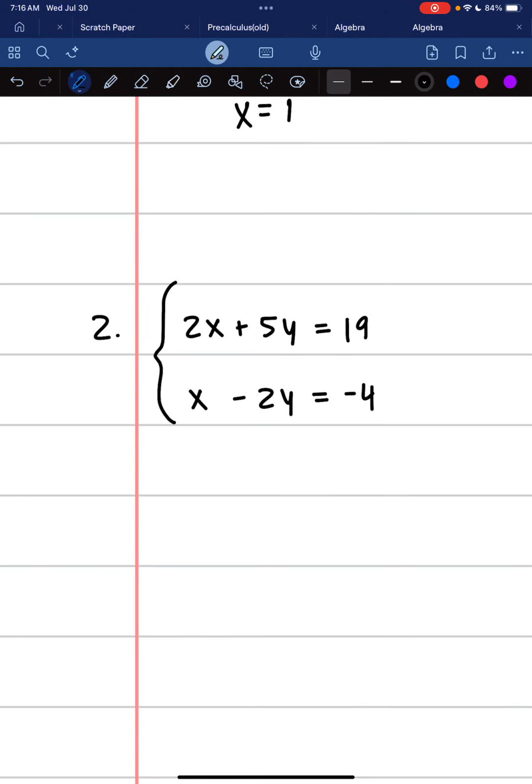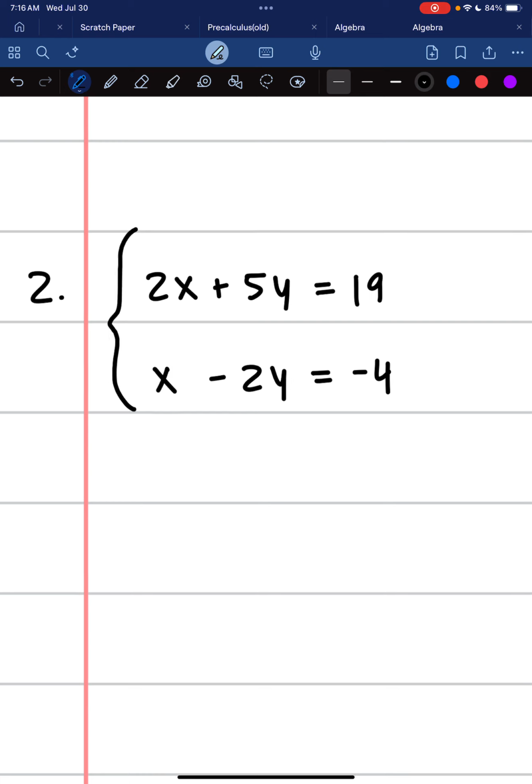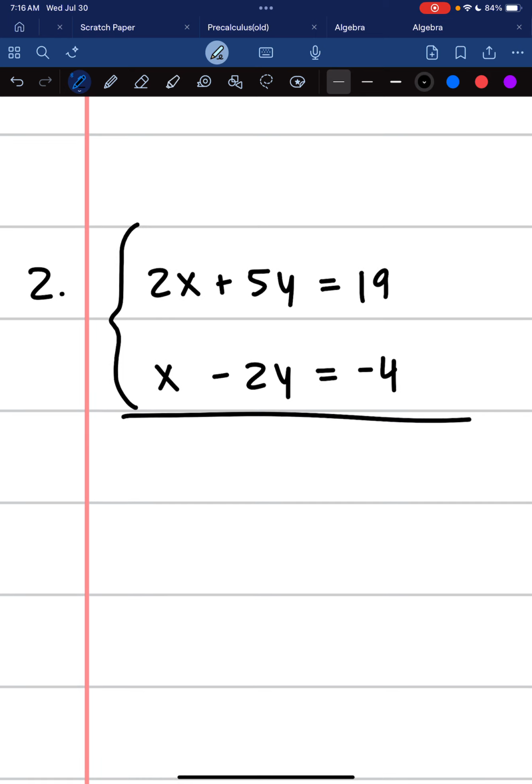In this case, it's not as simple as before, because notice how if we add these equations, 2x plus x equals 3x, 5y minus 2y is equal to 3y, 19 minus 4 is equal to 15. So unfortunately, we weren't able to eliminate any variables just by adding the equations. So we need to manipulate the equations first and then add them.